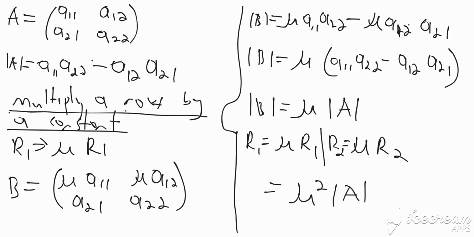So if A was a 3 by 3 matrix, a similar thing would happen. If you multiply row 1 by mu, it would be mu times the determinant of the original matrix A. But what if you multiply all 3 rows by mu? What is going to happen is that you're going to end up with mu cubed, because there are 3 rows, mu cubed times the determinant of A. And of course, you can explore that for yourself.